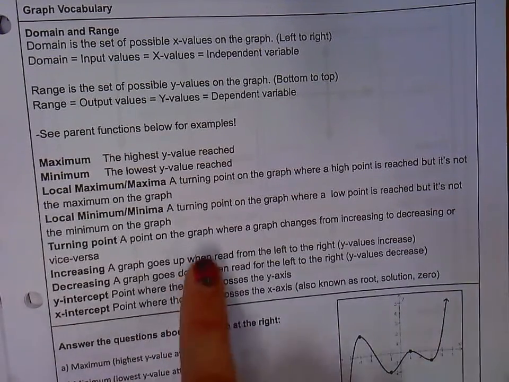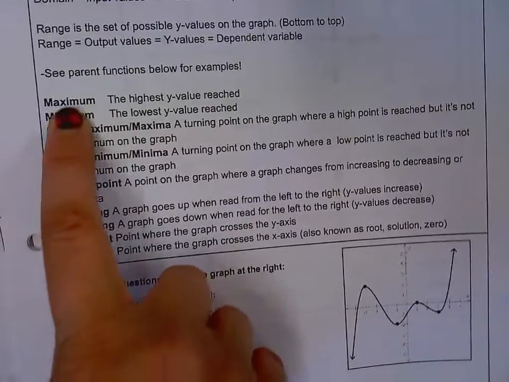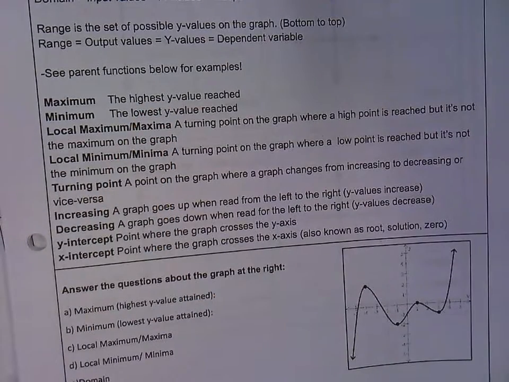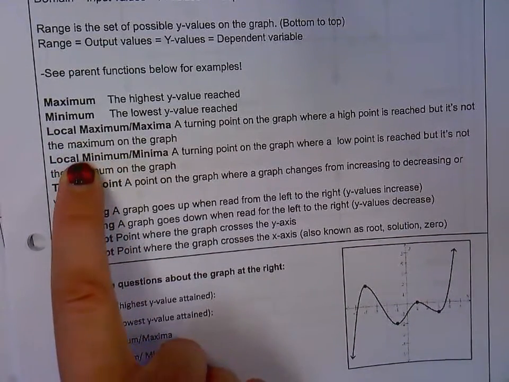And I'm going to show you this on the parent functions next week. What is a maximum and a minimum? Just the highest or lowest y value. So the maximum height of your ping pong ball. There are these things called local max or local min.